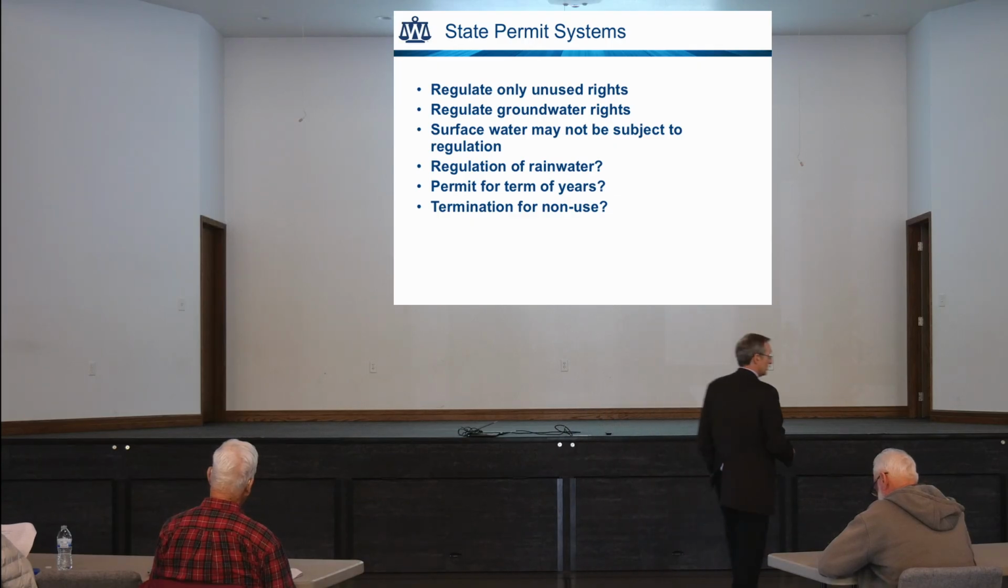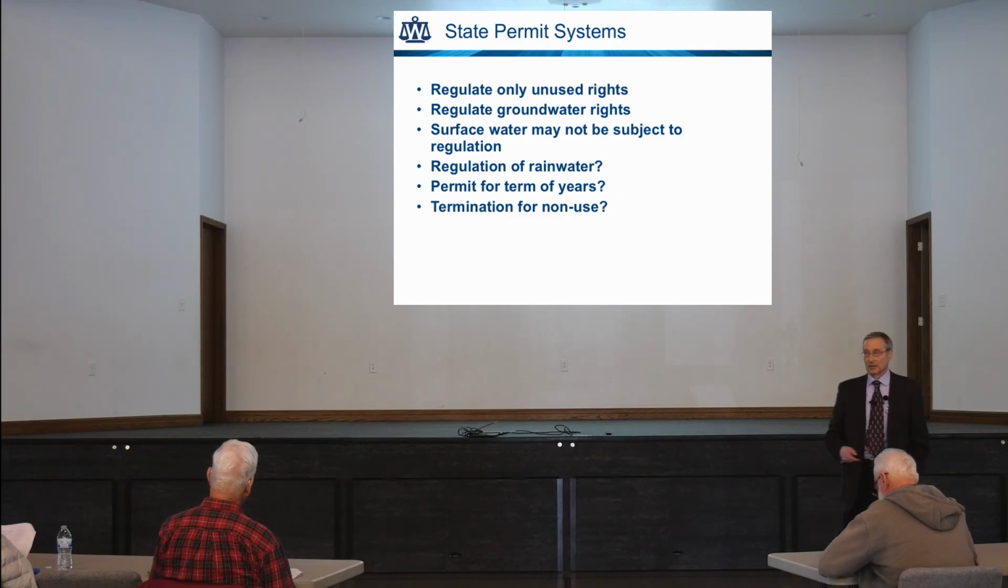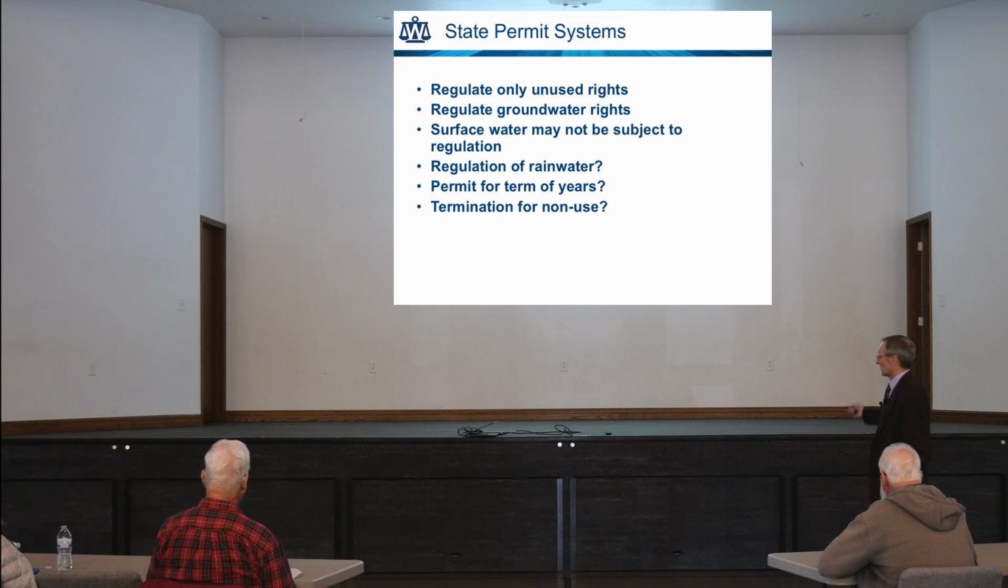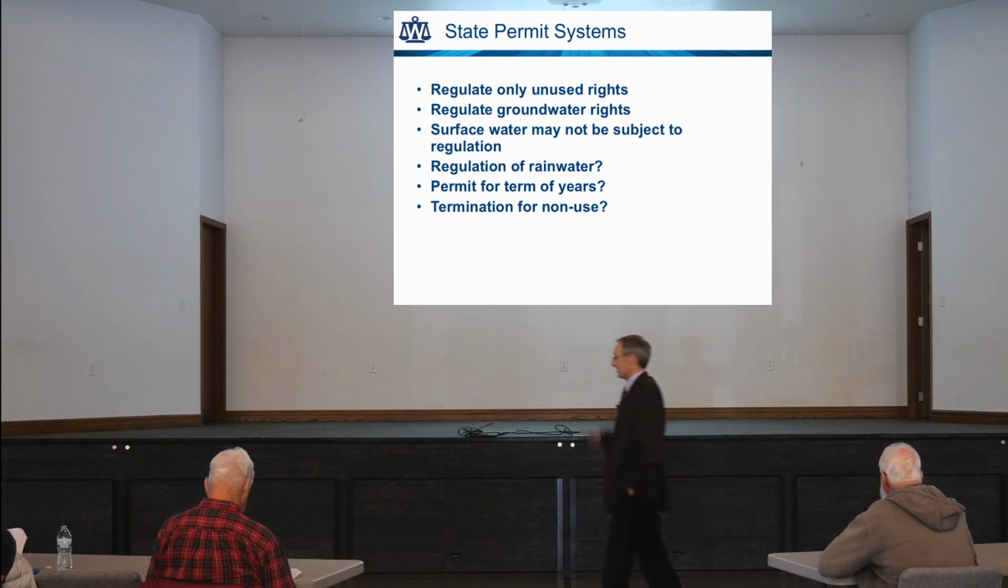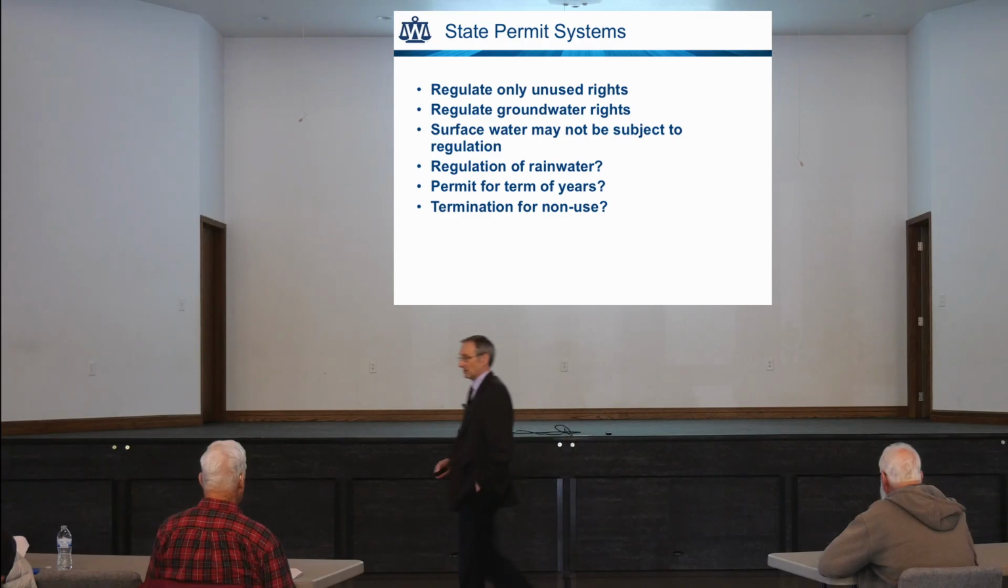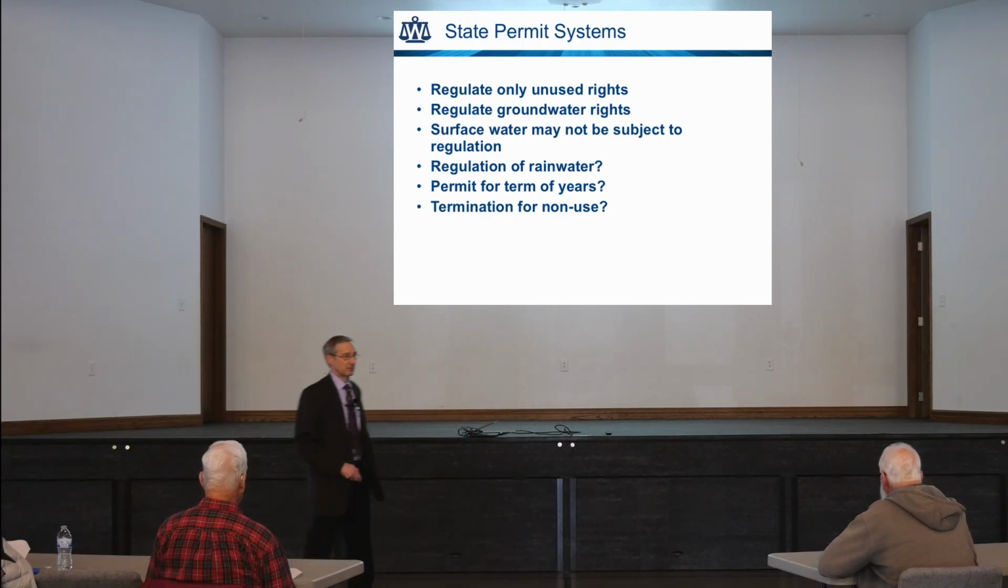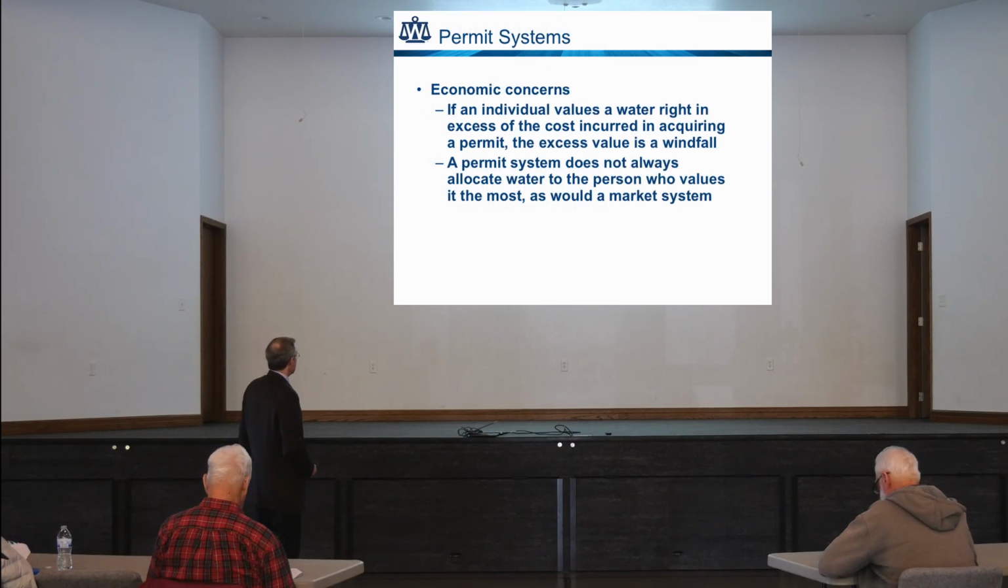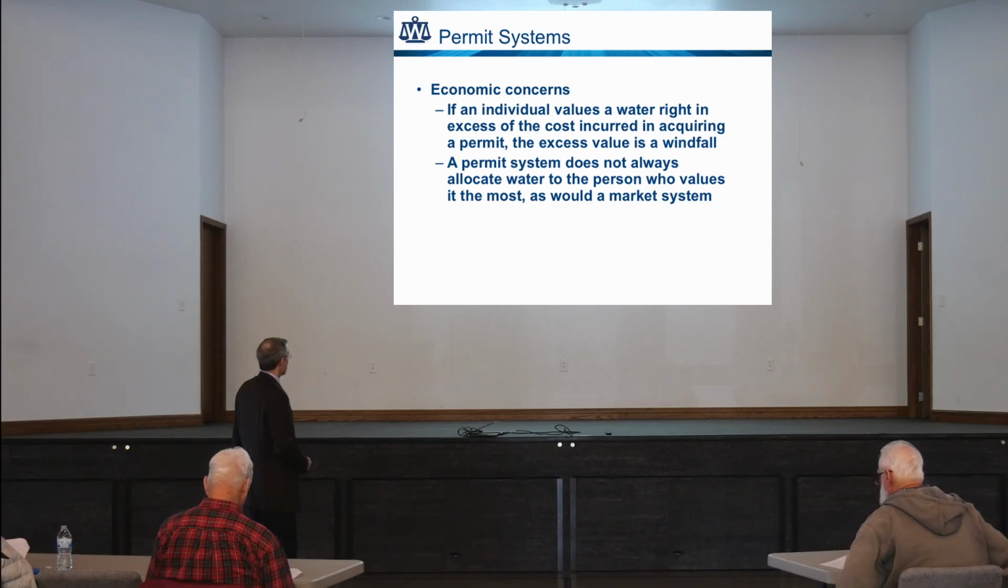Some regulate only unused rights. Some will regulate groundwater rights. Surface water might not be subject to regulation. Some states will regulate collecting rainwater. The permit might be for a term of years, and it might terminate for non-use with some exceptions. Okay, Kansas has variations of just about all of that, or most of those in there. Okay. Now, again, there's some economic concerns with the permit system too.